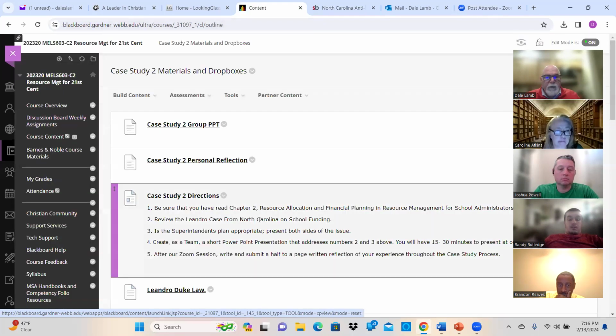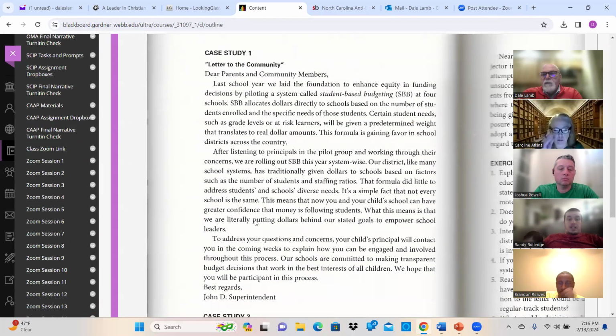All right, so when you read your case study here, this is a letter to the community. The superintendent wants to do a system called student-based budgeting. He piloted it last year at 4 schools, and now he wants to do it district-wide. It sounds like a good idea, where you would get more money and more resources to schools that have more at-risk kids, harder kids, more expensive kids to educate. Sounds like a very good idea. It's ethically sound. However, it's illegal.